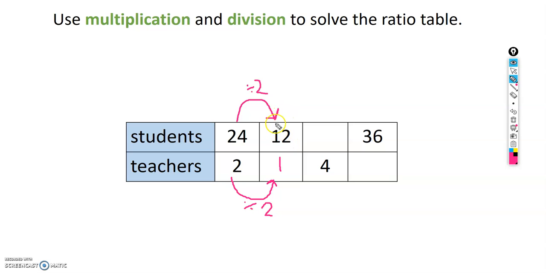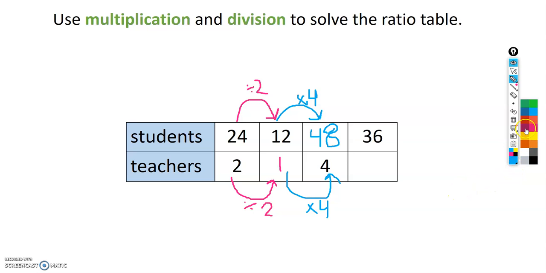I don't know how I went from 12 to this blank box, so I'm going to move down here and say, well, how did it go from my 1 to my 4? To go from 1 to 4, I multiplied times 4. Since I was getting larger, I knew I was multiplying, so I'll do the same thing on the top. 12 times 4 is 48. You guys get the picture.